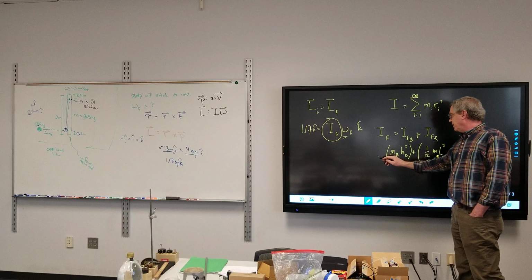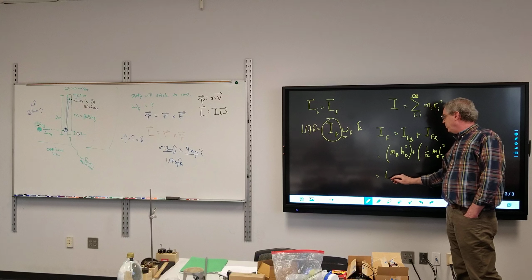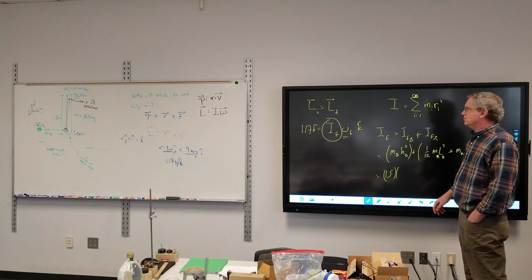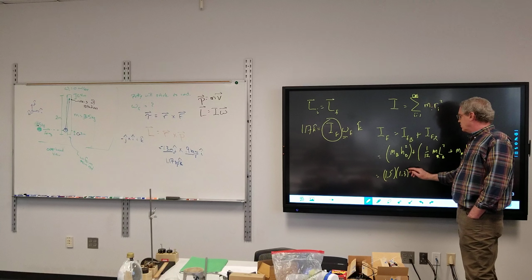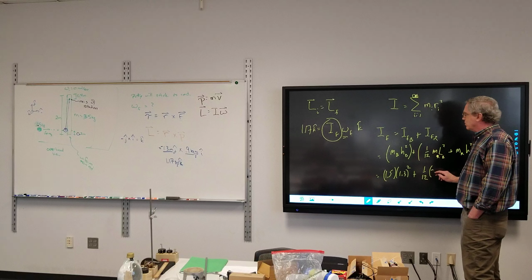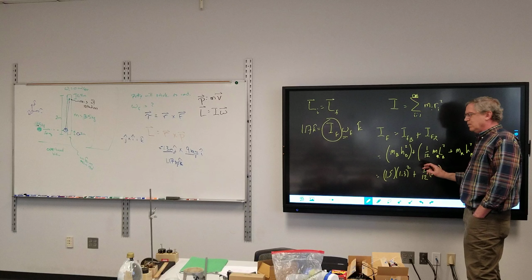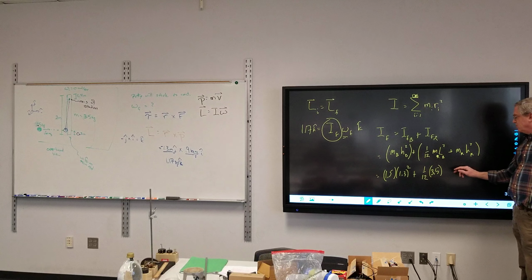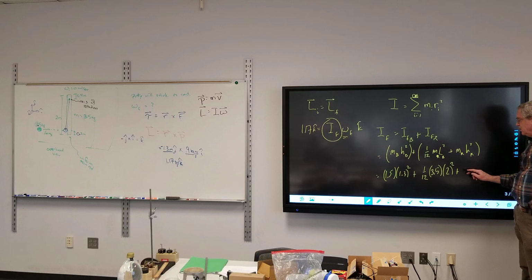So at this point, plug in numbers. This was 1.5 times 1.3 squared plus 1/12 times... Where did we get 1/12? That's from the inertia formula for a rod rotating about its central axis. Times 2 squared plus 3.5 times 0.6 squared.